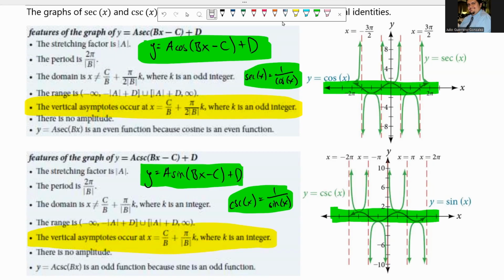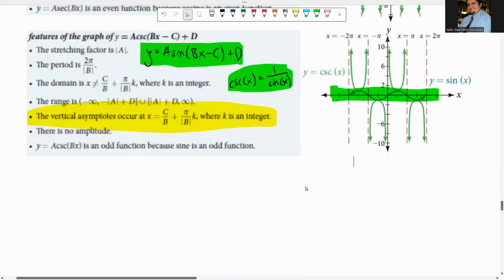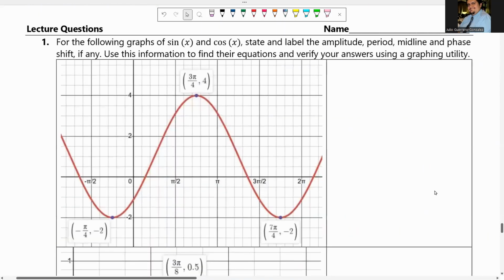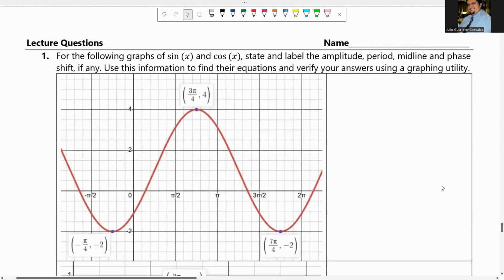For the purposes of this class in particular, the 210, 210S, I'm going to concentrate a little less on this, though I do want to at least cover how these things come about. And guess what? We are done. Up next is lecture questions.